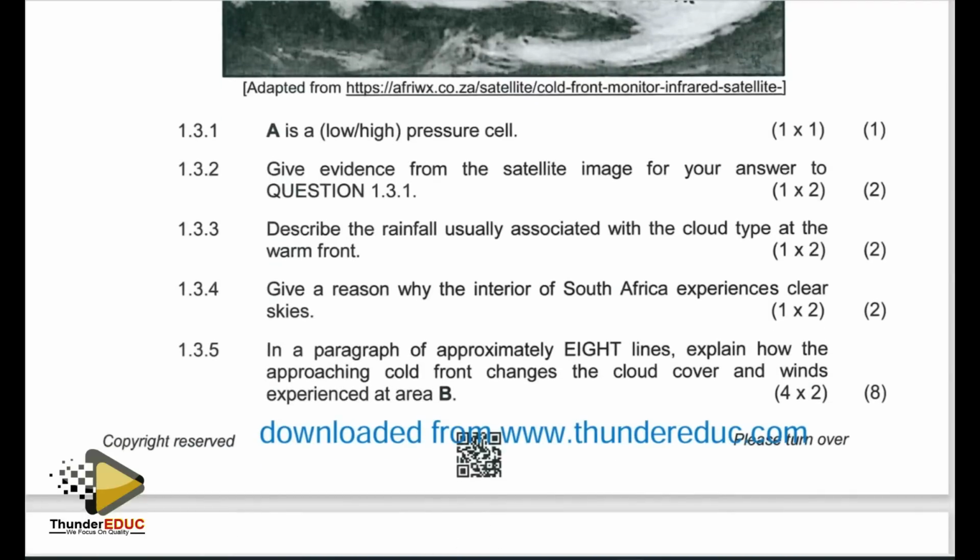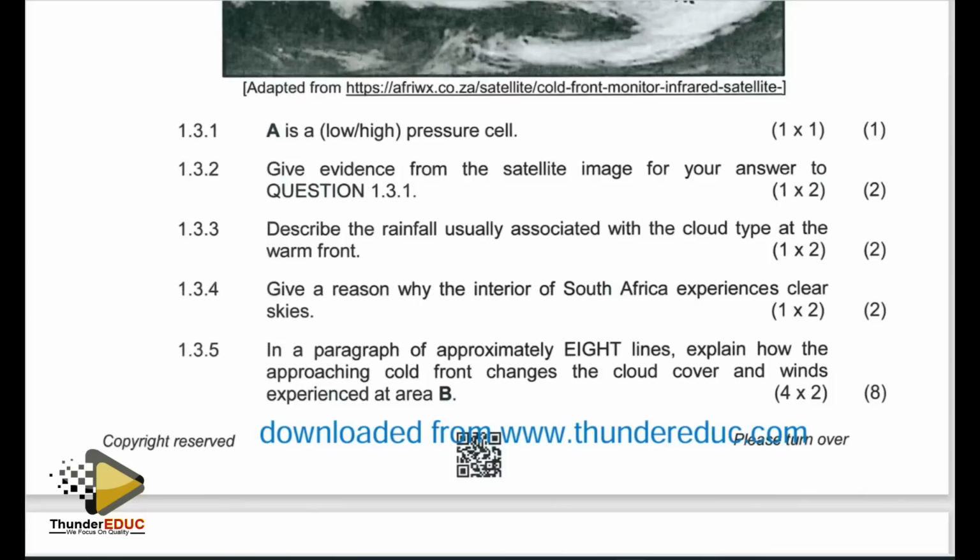Right. We move on to the next question, which is question number 1.3.5. In a paragraph of approximately 8 lines, explain how an approaching cold front changes cloud cover and winds experienced at area B. We should make sure that for this question, you address the two aspects in the question. Address the aspect of cloud cover and also address the aspect of winds.